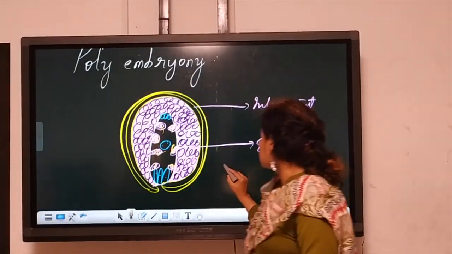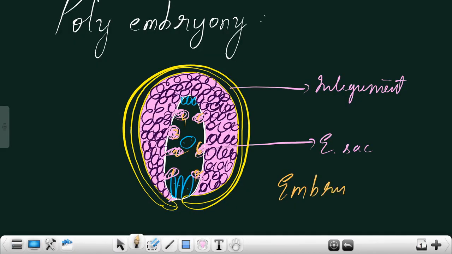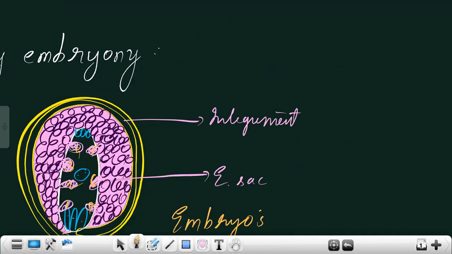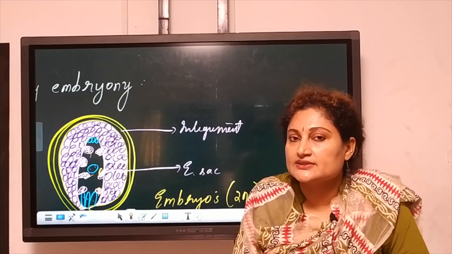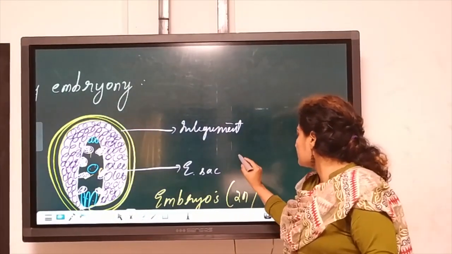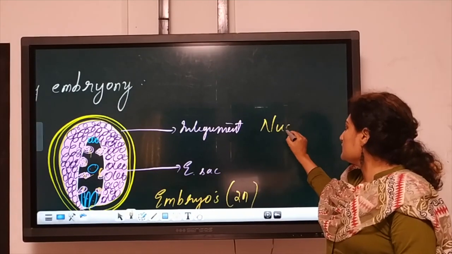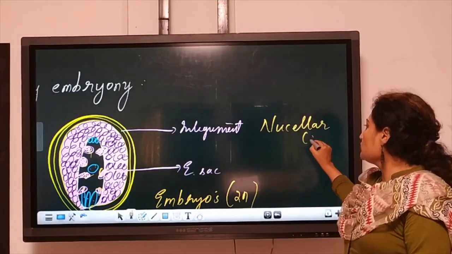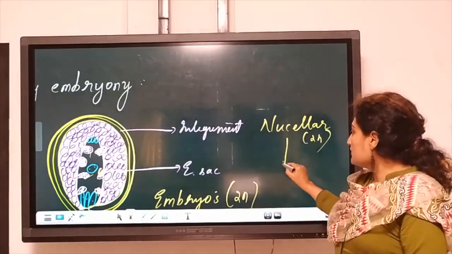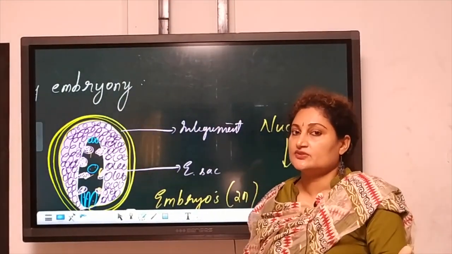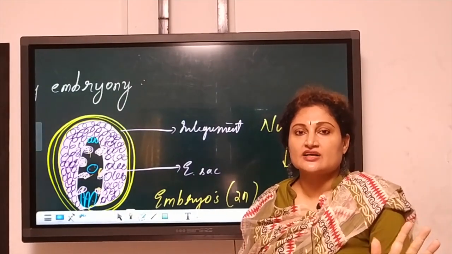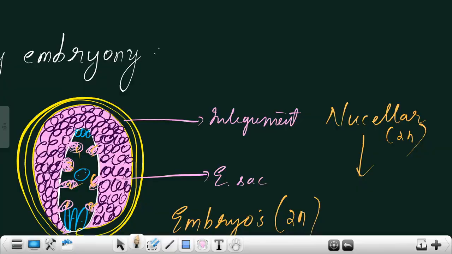Now the question comes, what is the ploidy of these embryos? The ploidy of these embryos is 2n. The reason is that they are formed from the nucellar cells, which are 2n, diploid. And I told you they divide and redivide. The division here is not of a gamete. Any division other than of a gamete is mitosis. So they divide and redivide to form projections, protrusions.